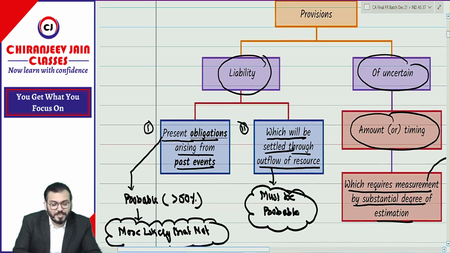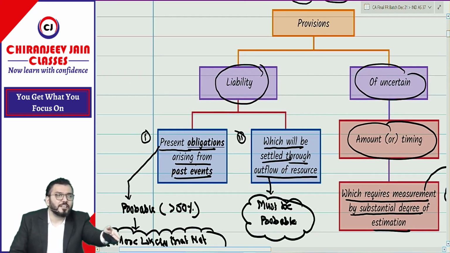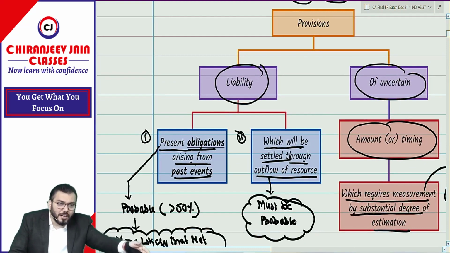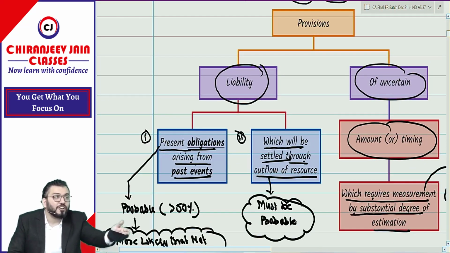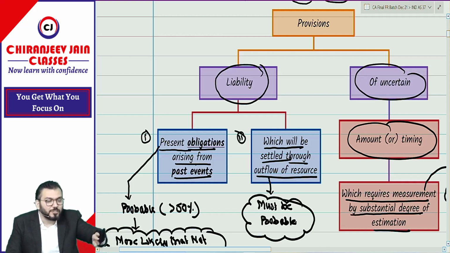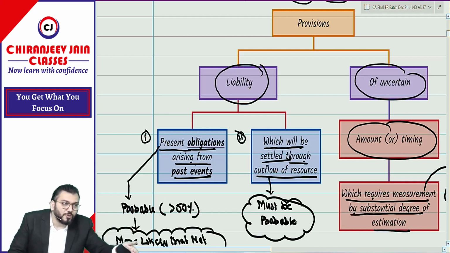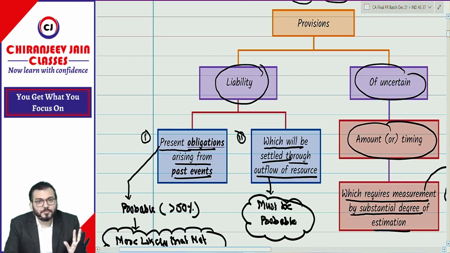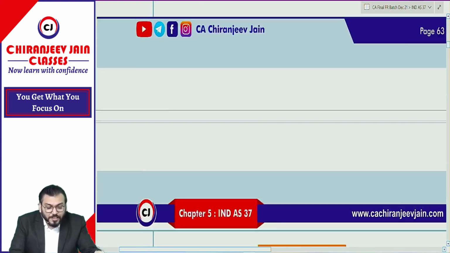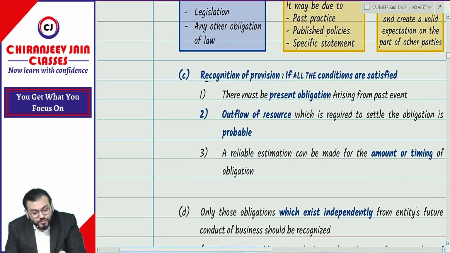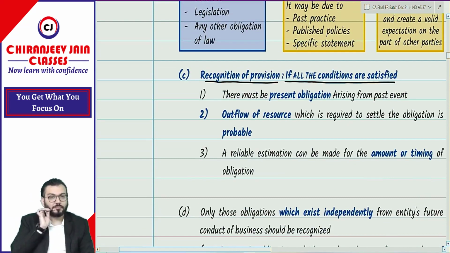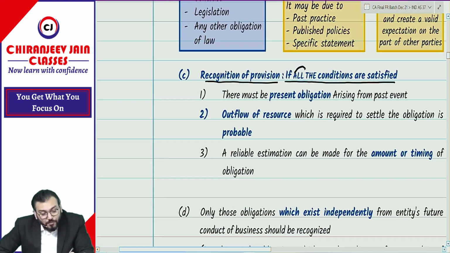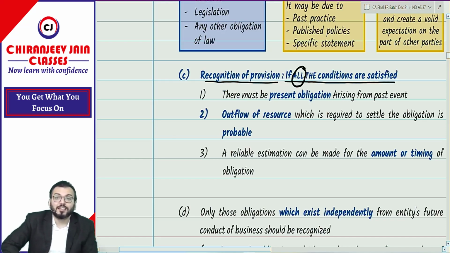So can you repeat with me? What is the meaning of provision? Provisions are liability with uncertain timing or amount. Liability means what? Present obligation arising from past event which will be settled through outflow of resource, and that outflow must be probable. What are the 3 conditions for recognition of provision? Let's see. If all the conditions are satisfied, recognize provision. If any one condition is not satisfied, we will not recognize provision.